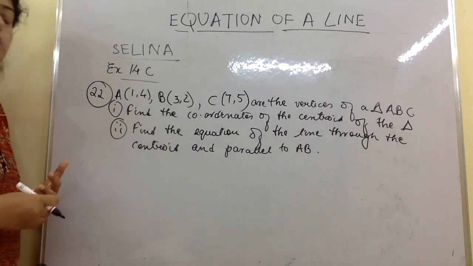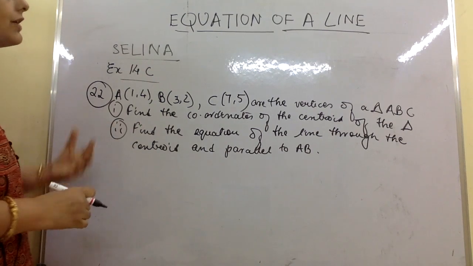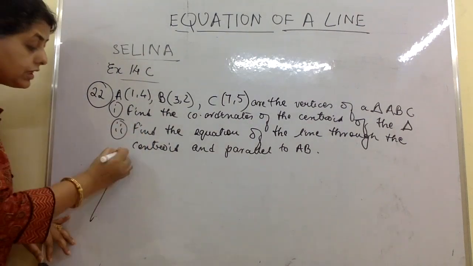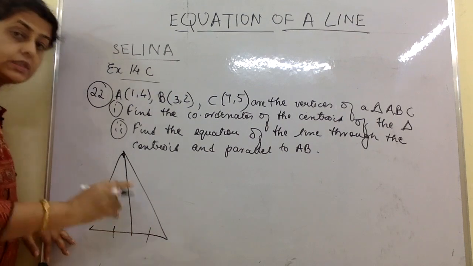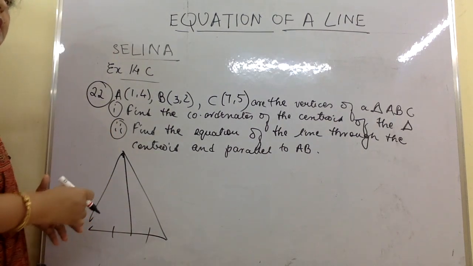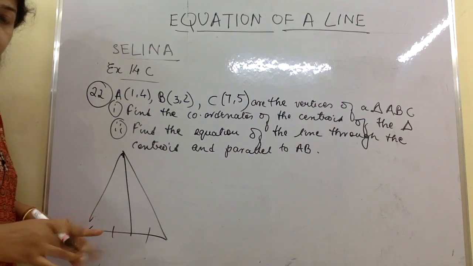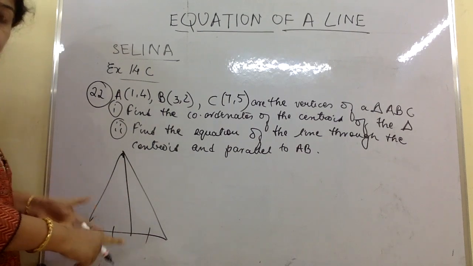This is my next question. A, B, C are given. They are the vertices of a triangle. Let me understand the question first. Find the coordinates of the centroid. First thing, what is a centroid? When you have a triangle, a median is from this vertex to the midpoint of this side. I repeat, everybody takes it as the perpendicular and the midpoint. It is not the perpendicular bisector. It is only the bisector of the other side.